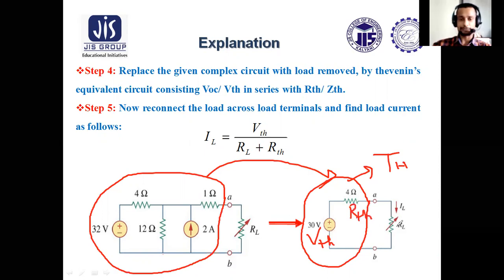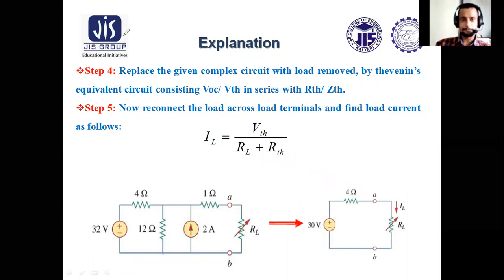Okay, so any complex circuit, with the load removed, that is, we have not considered the load here, can be replaced by Thevenin's equivalent circuit consisting of VOC in series with RTH. So this entire complex circuit with load removed can be represented by this circuit comprising VOC with RTH. This VOC RTH series combination is known as Thevenin's equivalent circuit.